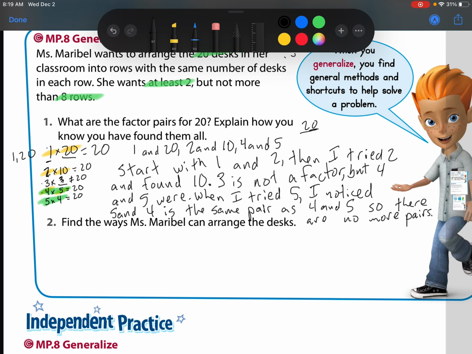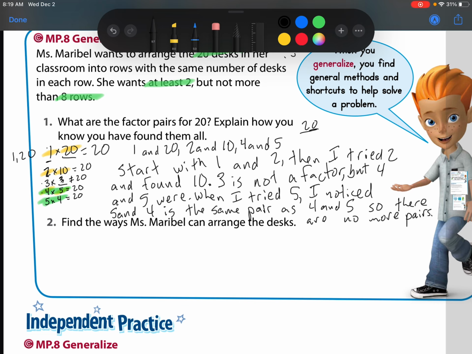It says, find the ways Ms. Maribel can arrange the desks. So she can make 2 rows of 10. What else can she do? She could do 4 rows of 5. And notice, even though these are the same pairs, it's actually set up differently in real life. We can do 5 rows of 4.